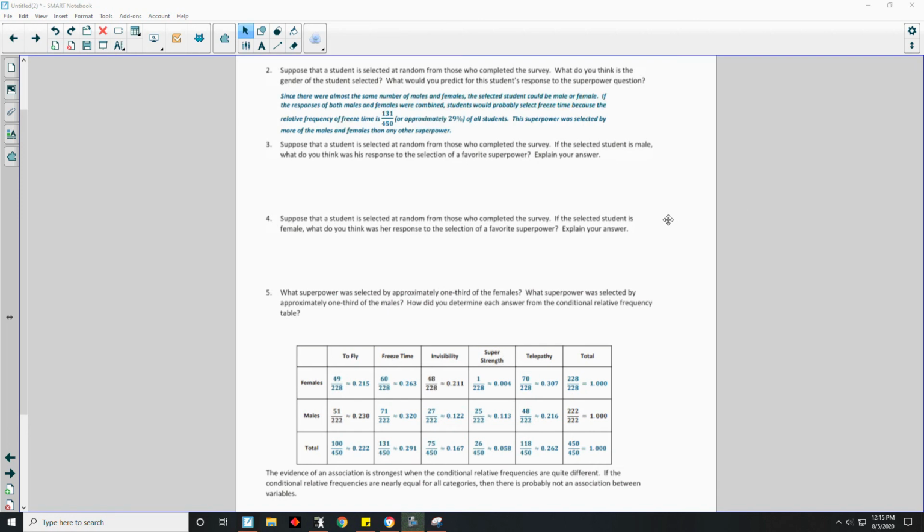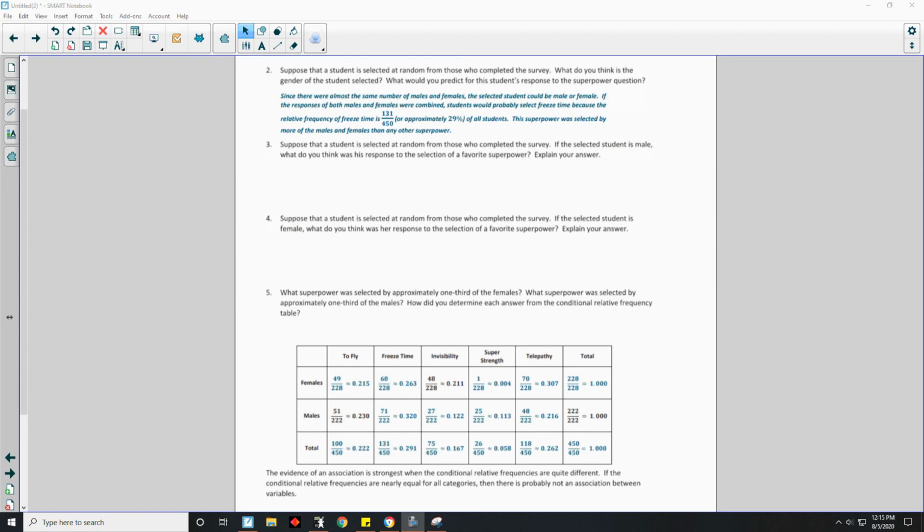Okay, so here's our wordy answer. Since there were almost the same number of males and females, the selected student would be male or female. If the responses of both males and females were combined, students would probably select freeze time because the relative frequency of freeze time was 131 out of 450, or approximately 29% of all students. The superpower was selected by more of the males and females than any other superpower.